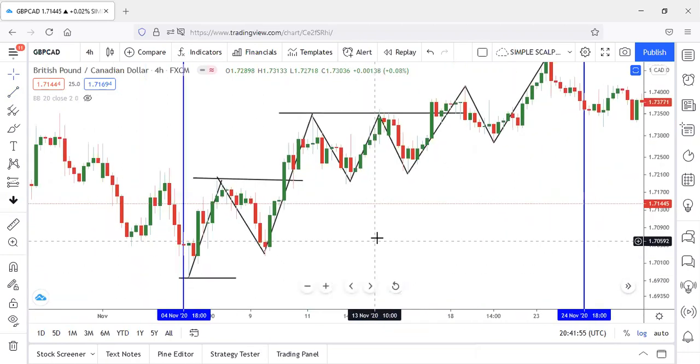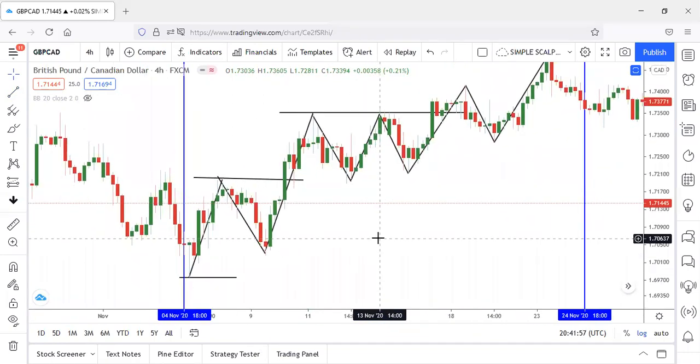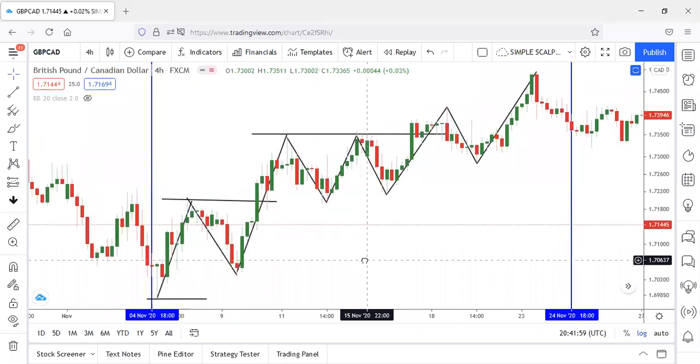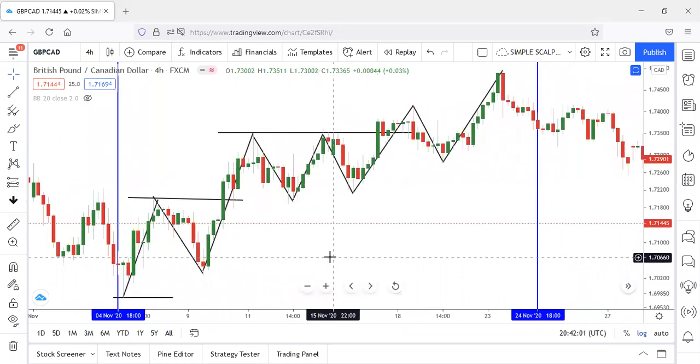So guys, that is how you really want to recognize this. 85% of the time, like I said, once you recognize this, you're going to keep making money consistently.